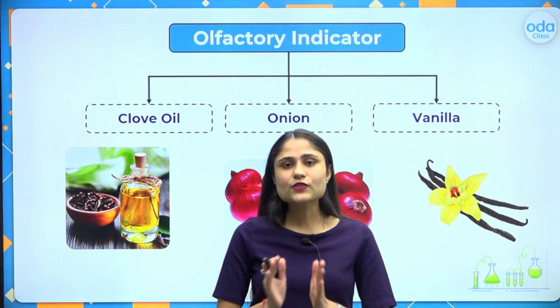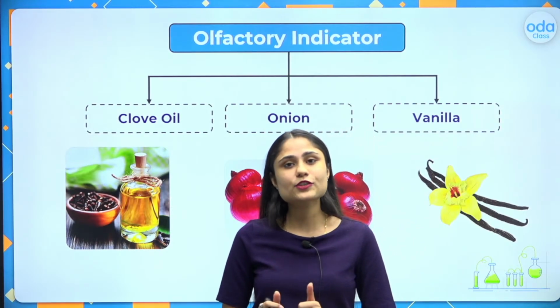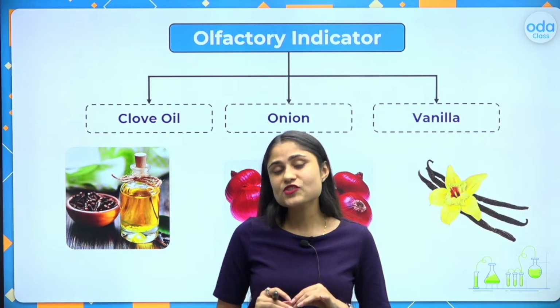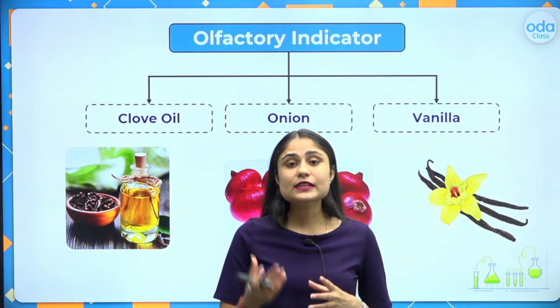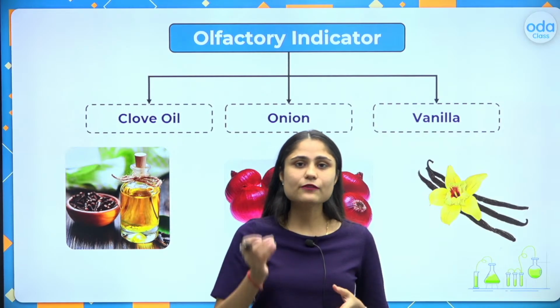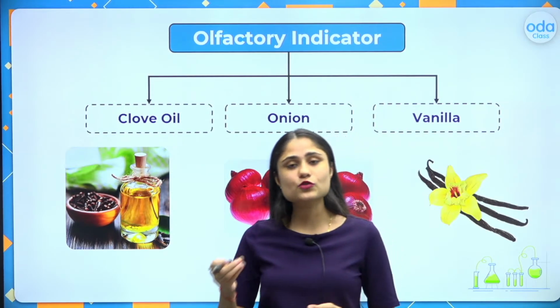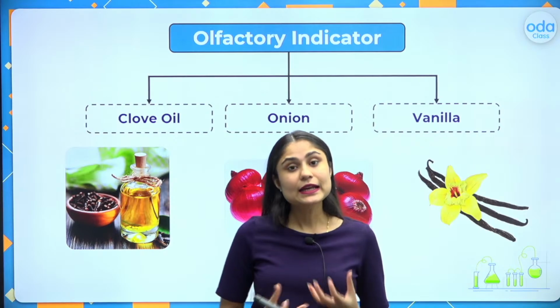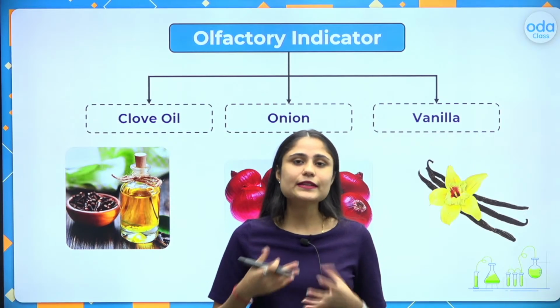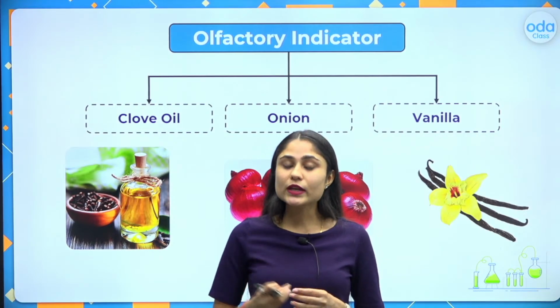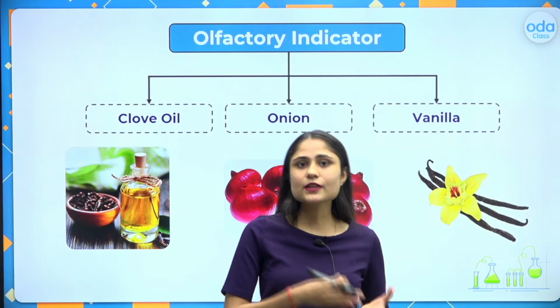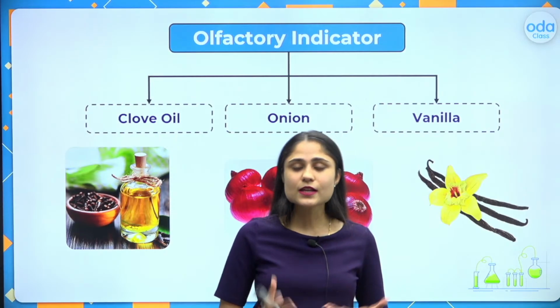Now what are olfactory indicators? Let me just explain it to you. Olfactory, as the name suggests, means there will be a difference in the smell of the compound. Whenever we add it to acids or to a base, there will be a different smell, and due to that smell, it helps us to identify whether a substance is acidic, basic, or neutral.